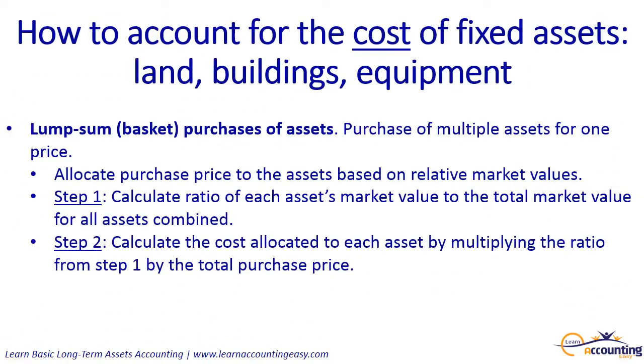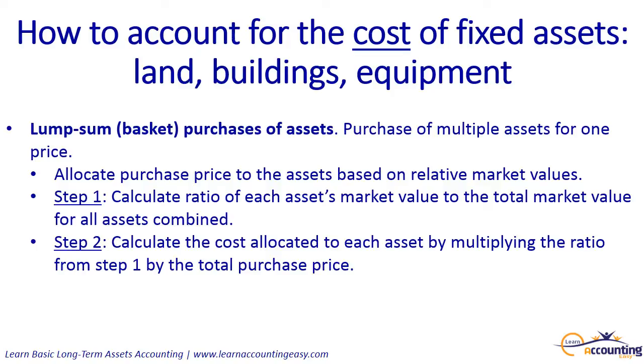What we can look at now is what happens if we want to purchase multiple assets in what's called a lump sum purchase or a basket purchase. So we're going to pay one price and we're going to get different kinds of assets. Well, what we have to do is allocate the purchase price to the assets based on relative market values. And you'll see in a moment what that means with an illustration.